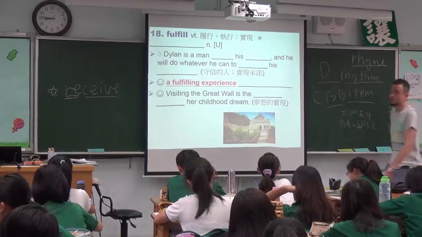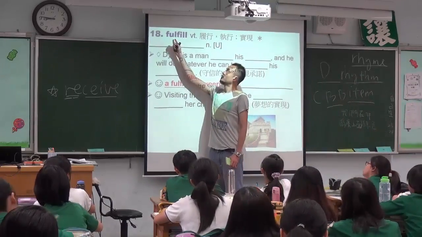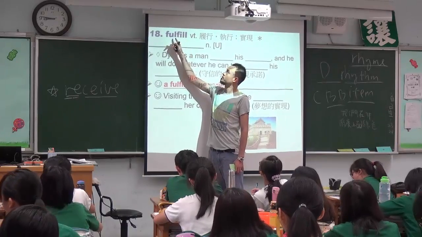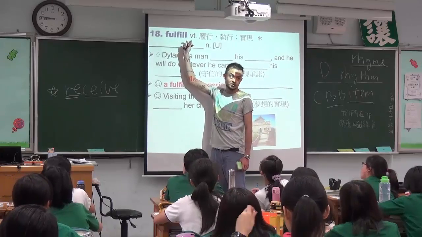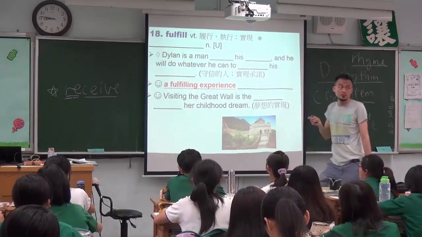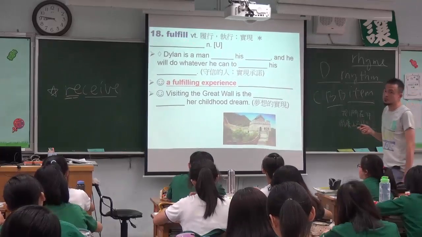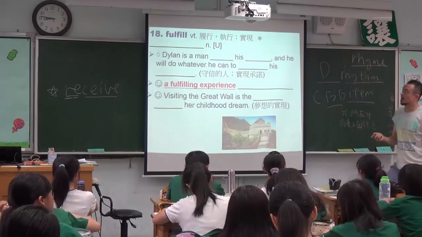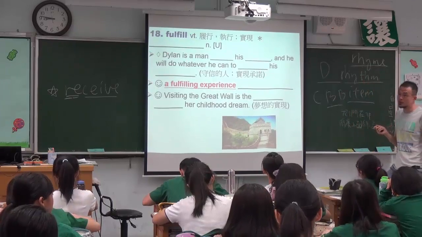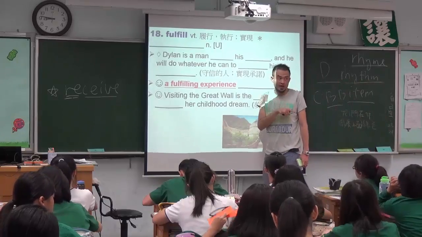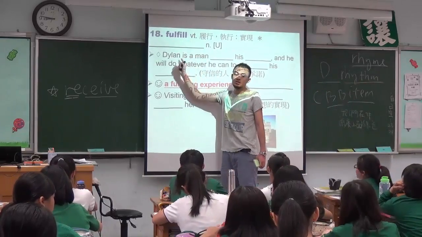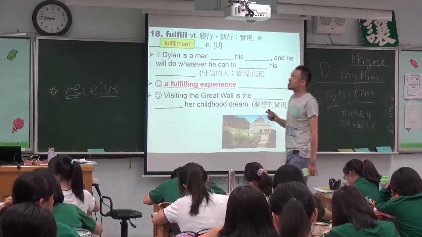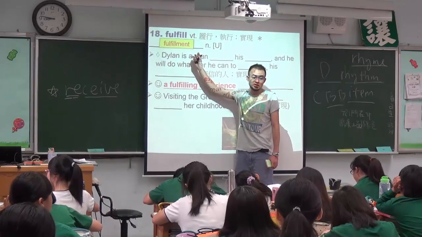May I ask you where is the stress? Fulfill. The second syllable should be stressed: fulfill. Okay, so when we say the word together, fulfill. Yeah, so when we say fulfill, it just means realize, make something come true. You really do that. And here for the noun of the word fulfill, requirement, fulfillment. Like here, the fulfillment of something means the realization of something.